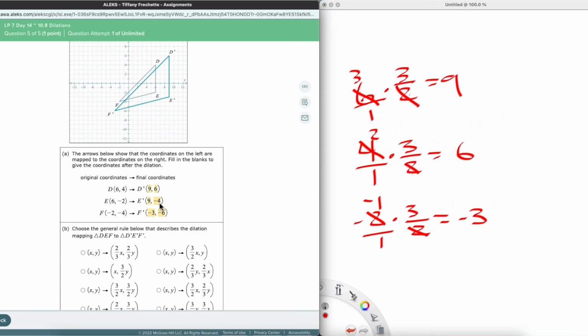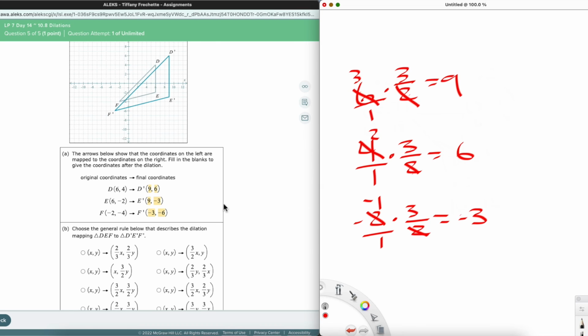Uh-oh, I think that's where I went wrong there. Yep, that should be negative 3. Okay, I'm glad I checked it real quick because that would have been wrong. And then for this one, we have negative 2 again, so we're going to get negative 3 if we multiply this again. Negative 4, so we'd actually get the same thing as 4, but it would just be negative on this one. So we can see that works out each time if I multiply by 3 halves.